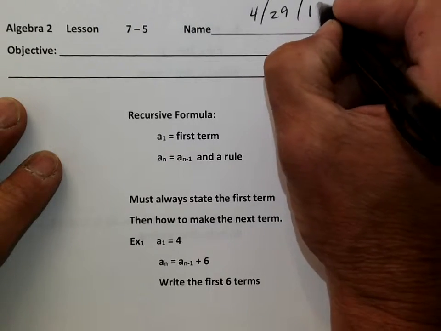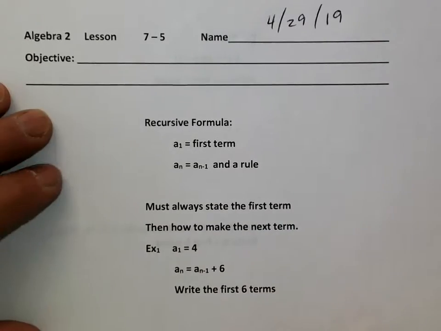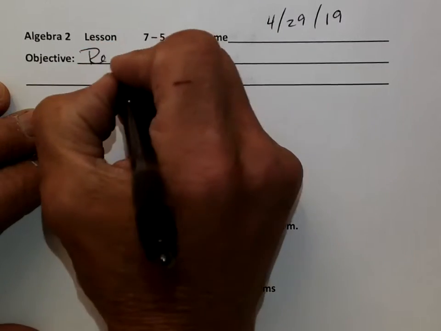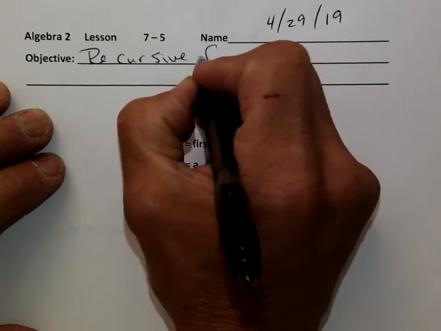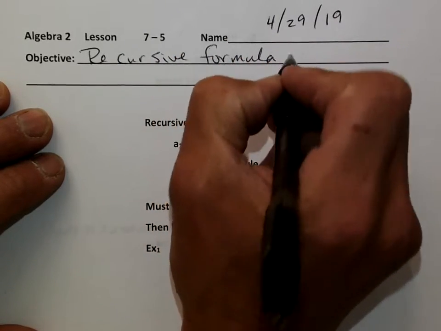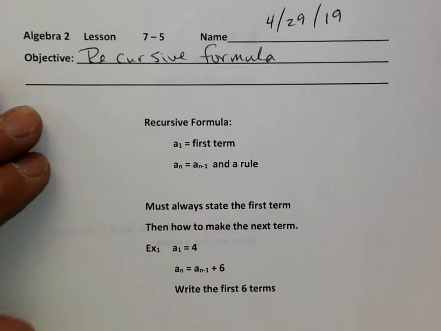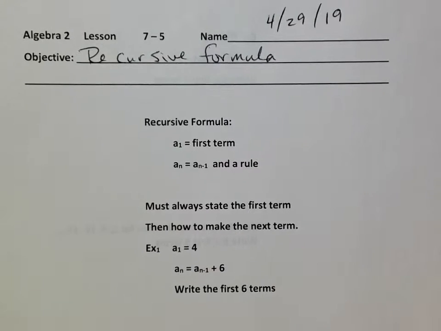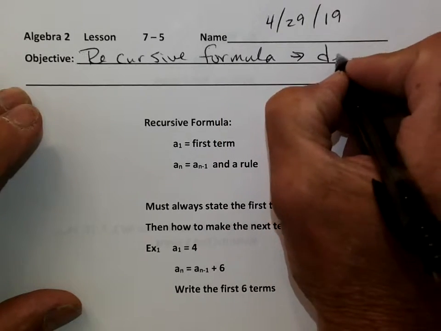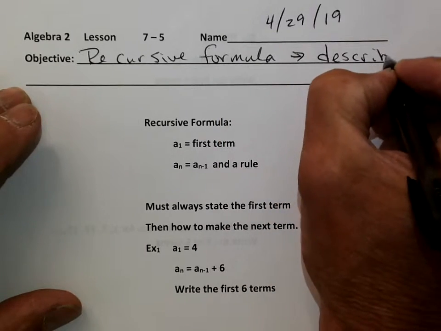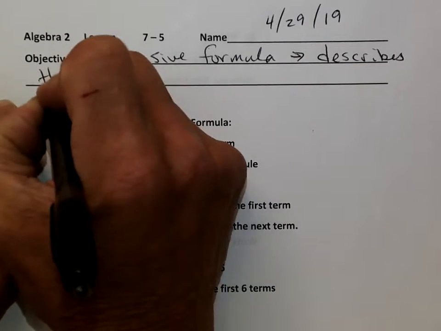I know. Okay, so today what we're going to talk about is the recursive formula. So what we've been doing, and the words aren't so important, is the explicit formula. The explicit formula has n's in it. So the recursive formula kind of describes the sequence.